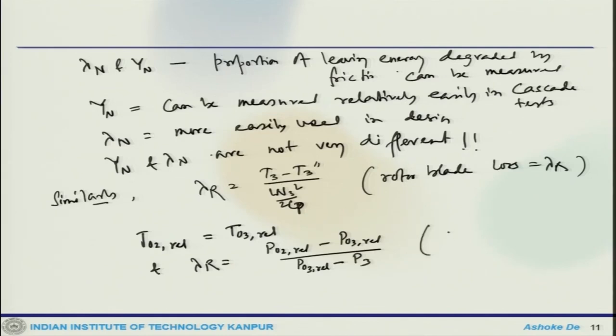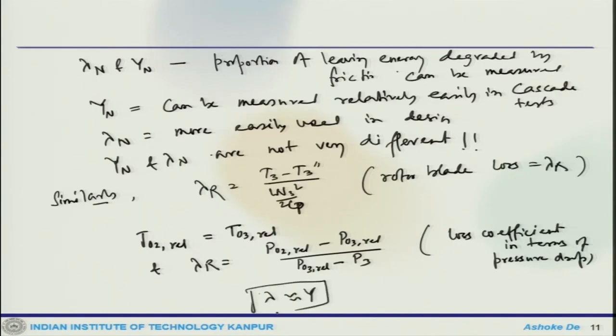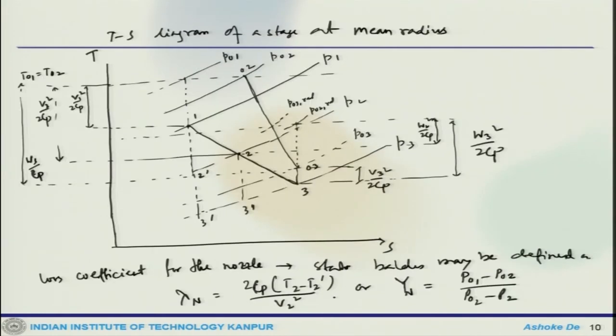So, essentially the loss coefficient in terms of pressure drop. As I said, one can show that lambda would be equivalent to Y, and one can easily show this with some argument, also by doing some analytical analysis through this TS diagram that we have drawn here.